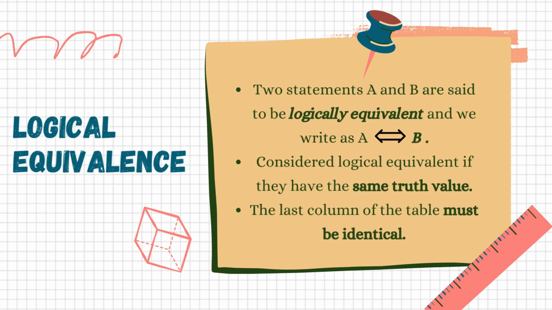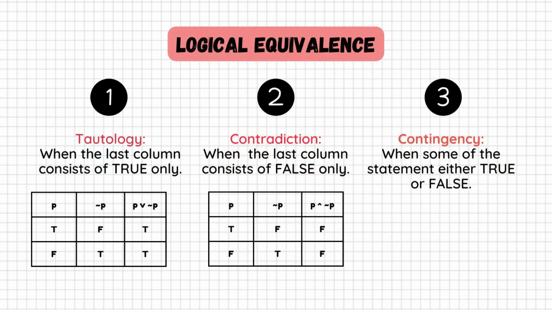Logical equivalence is when two statements A and B are said to be logically equivalent, and we write it as A if and only if B. They are considered logically equivalent if they have the same truth value. The last column of the table must be identical. There are three types of logical equivalence, which are tautology, contradiction, and contingency.